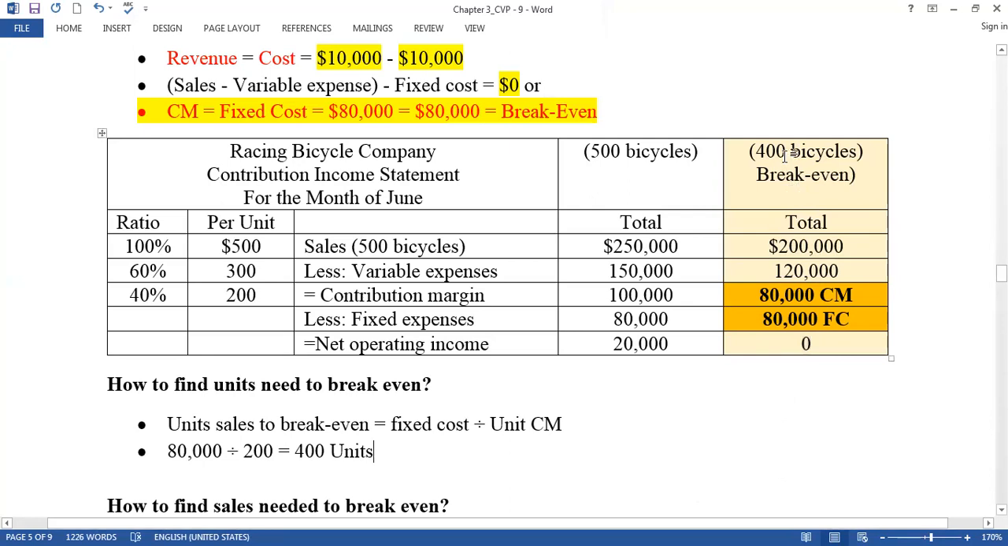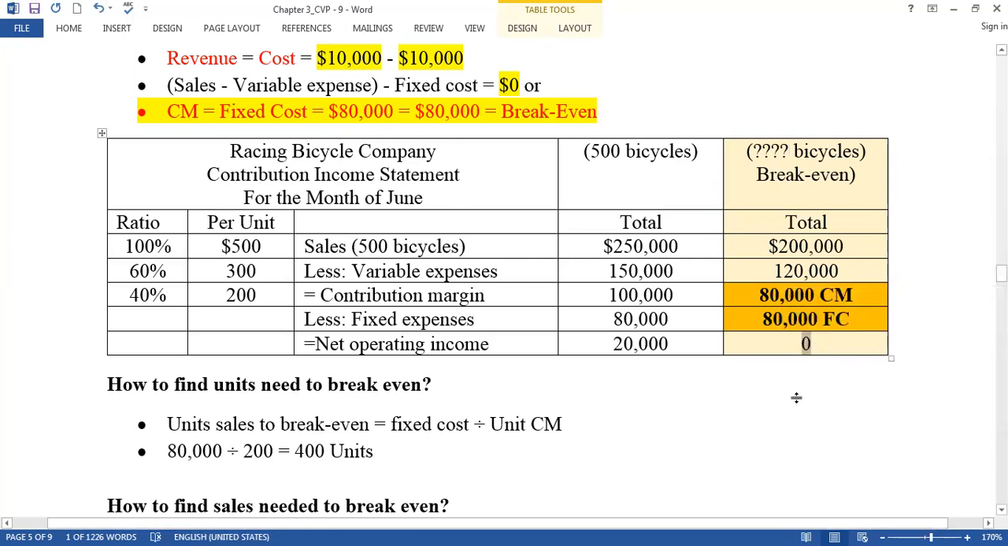Now in the question, I may ask you, look at this number. At this moment, if you sell 400 bikes, you have 0 profit, right? Clear? So for example, in the exam question, you don't know this number. I make a question mark here. Before, you know that this is 400, but I delete this number and I ask you a question. How many units do you have to sell to have a break-even point?